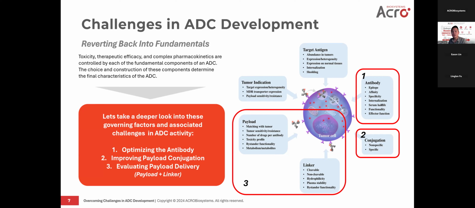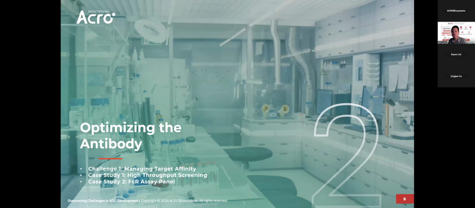In this talk, I mainly want to focus on the antibody itself and the conjugation: how to optimize the antibody, next, improving the payload conjugations, and third, how to evaluate the payload delivery. So we talk about payload and the linker. Right, so the first challenge is optimizing the antibody and the target affinity.